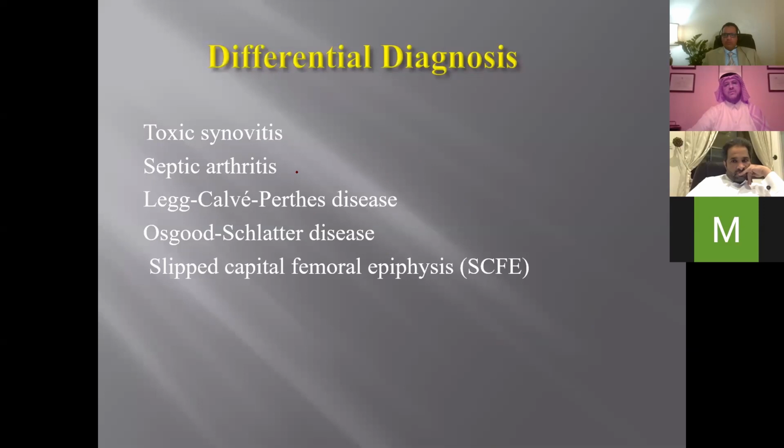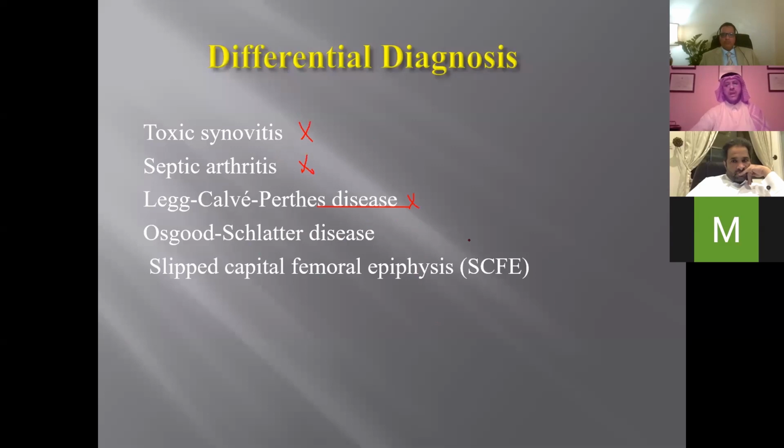Septic arthritis, again, the patient should be febrile, not related to trauma. When you do blood work, you're going to see the ESR and CRP high, so this is unlikely. Perthes disease, again, affects patients younger than this age of 12. Osgood-Schlatter disease is unlikely because it affects the area around the patella of the knee.